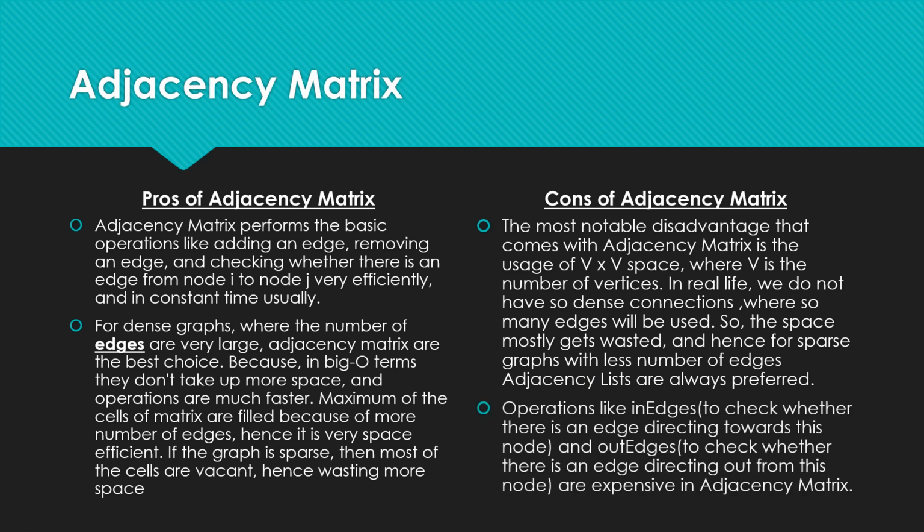For the second consequence, some operations such as in-edges, to check whether there is an edge directing towards this node, and out-edges, to check whether there is an edge directing out from this node, are expensive in an adjacency matrix, because you're going to be iterating through a large number of cells in that 2D array, since it results from V times V. So this is a kind of expensive operation when you're talking about in-edges and out-edges in an adjacency matrix.